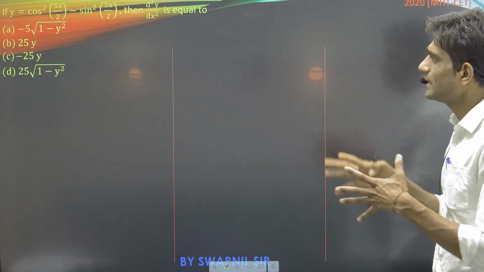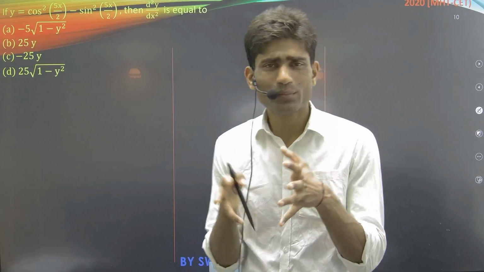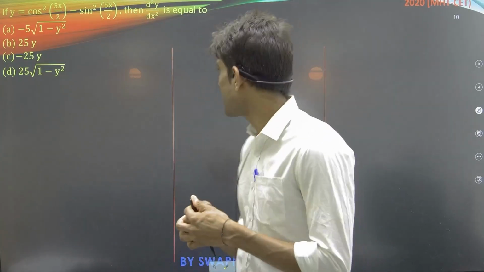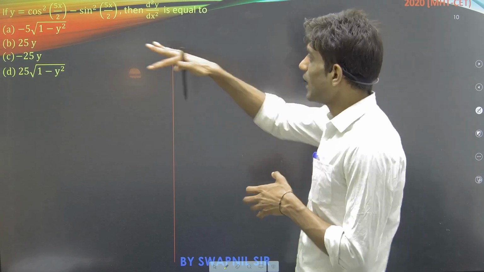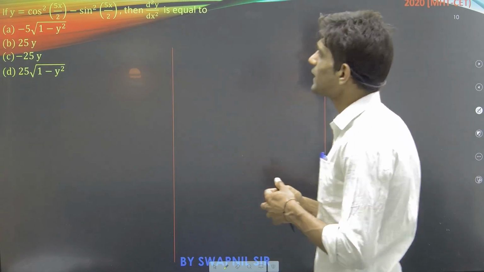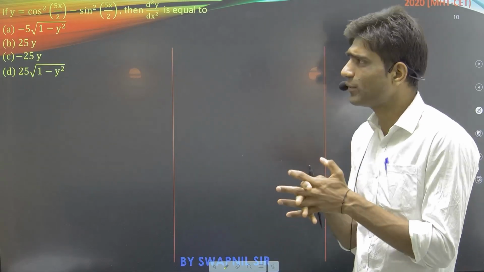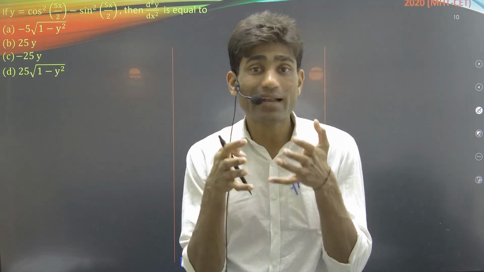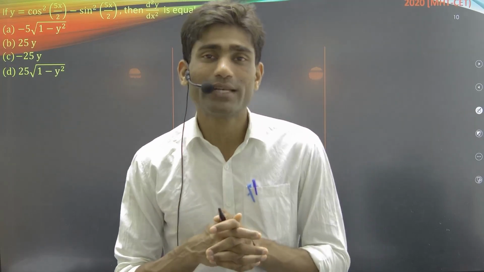This one is the last example for today's lecture. I have taken most of the examples from the latest previous year question paper. In our next example, we are given y equal to cos square of 5x by 2 minus sin square of 5x by 2. This looks like quite a complicated type of differentiation.